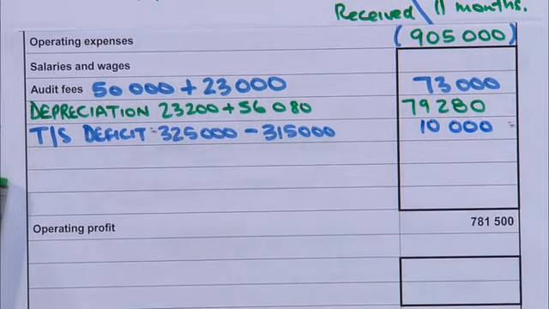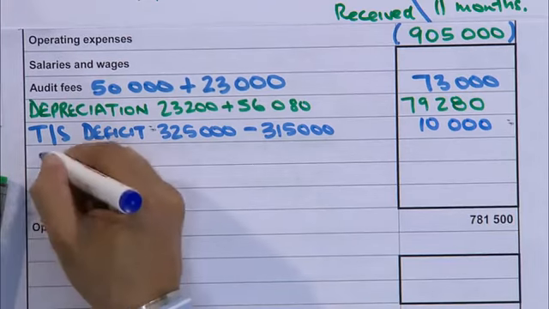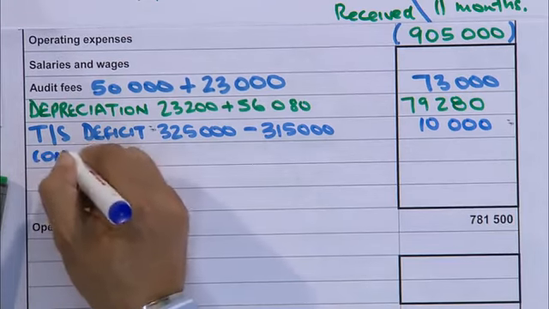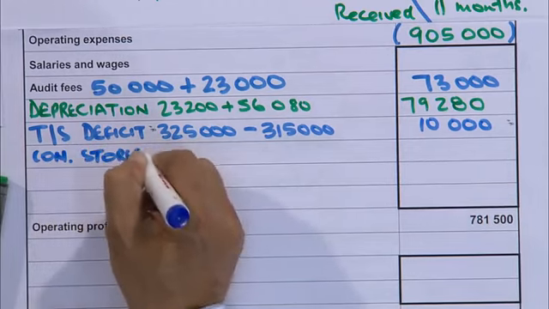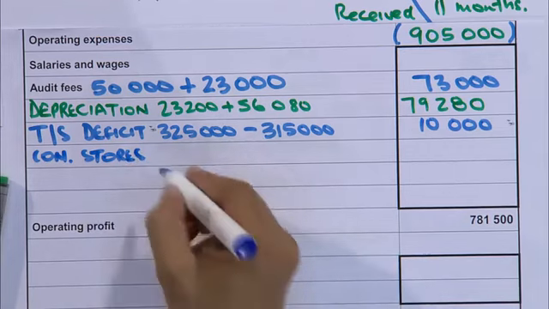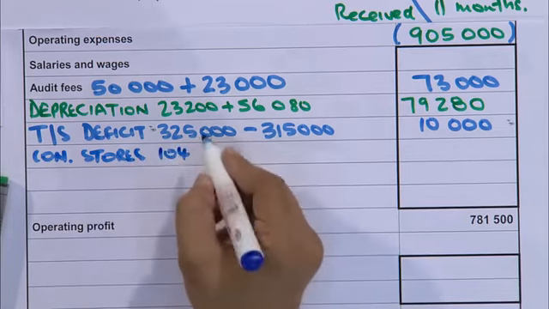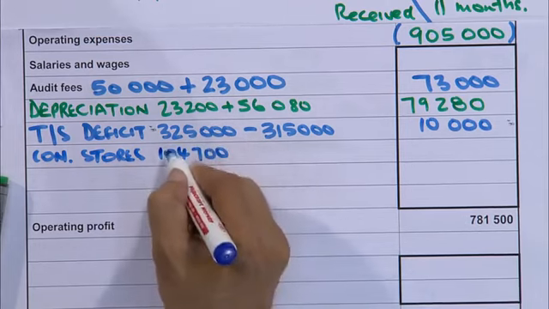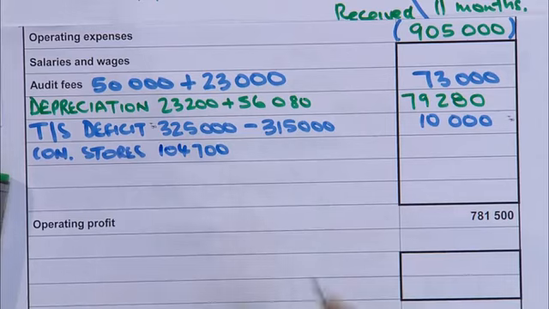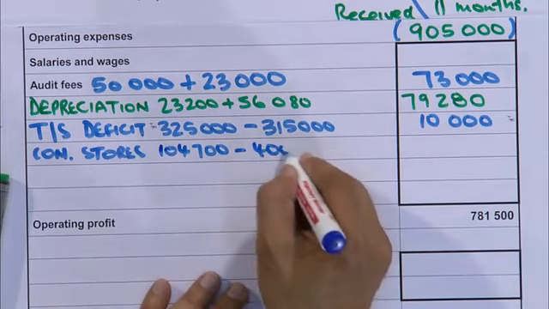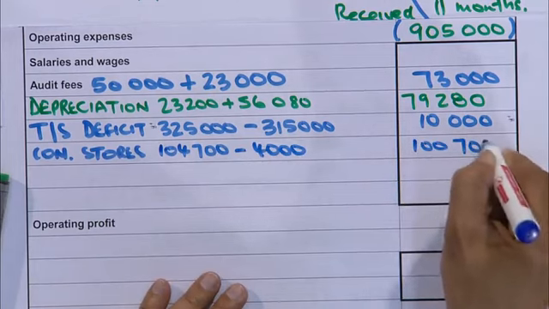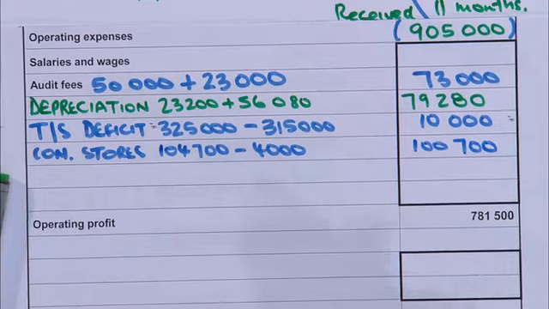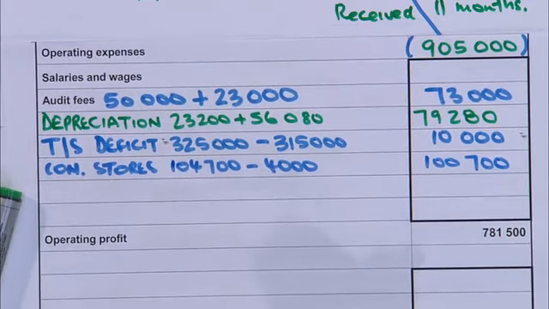Okay. In the next item, they're talking about consumable stores. The amount in the trial balance is 104,700. And the adjustment says we have 4,000 left, so we just have to take away 4,000. That gives you 100,700. Okay. It was fairly easy, that adjustment. Okay, so 1, 2, 3, 4, 5 is done.